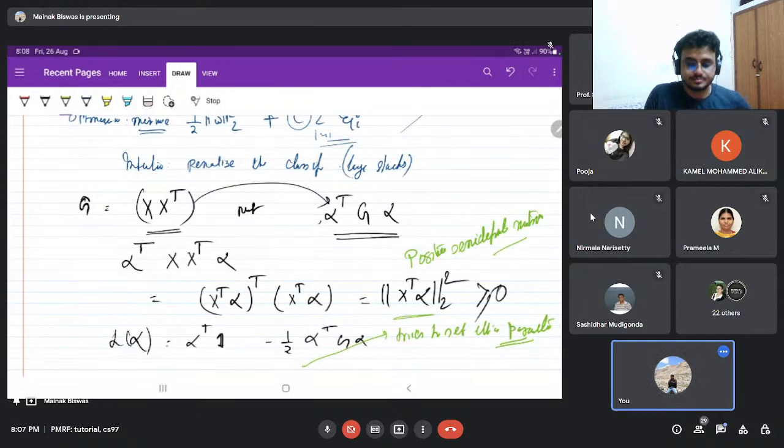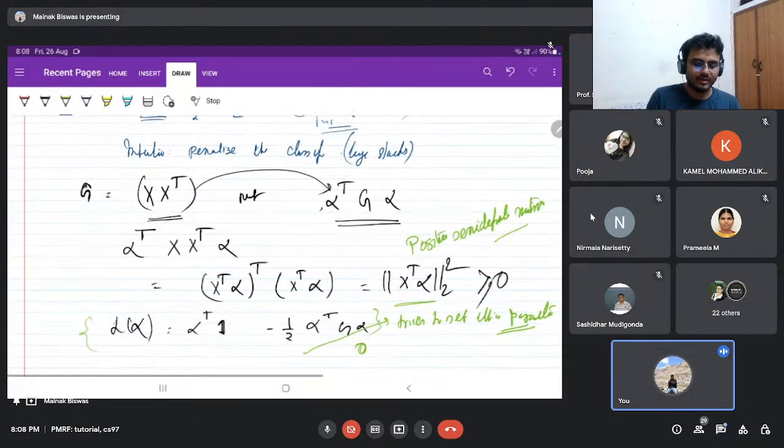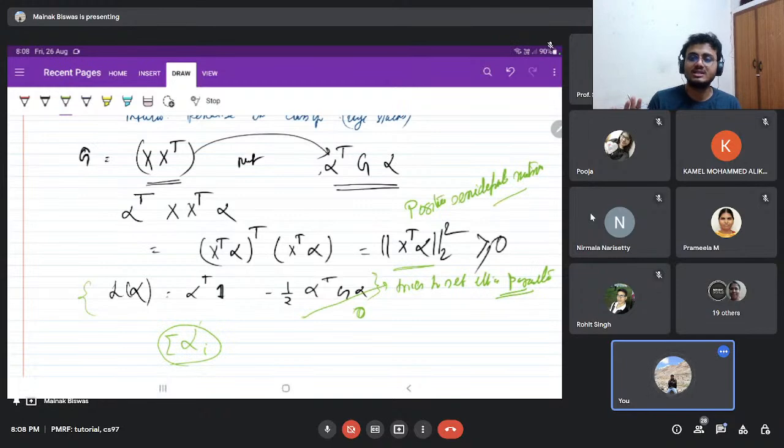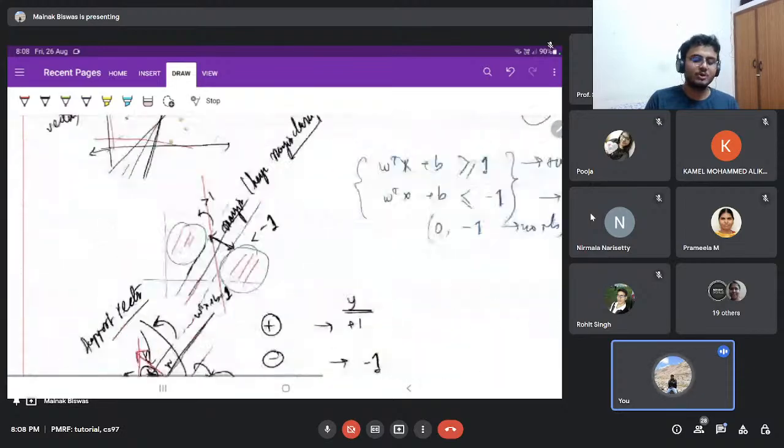So that is why, if this term is 0, we would in turn have an SVM where we will just have the sum of alpha i's. So this is the objective of the SVM: to maximize the sum of alpha i's and set this to as close to 0 as possible. So one last question that will help you understand this is this.